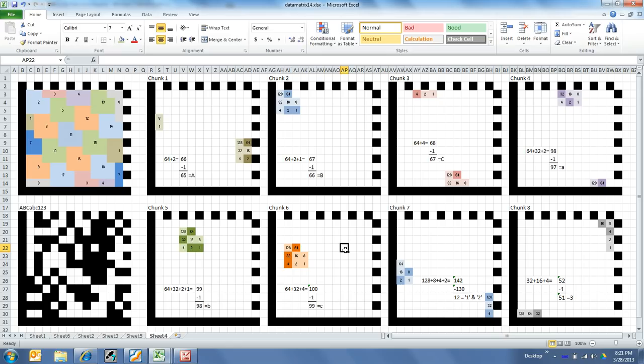Pretty cool. Now, the only exception to this rule is if this final number here comes out to be 129, that means that not all 8 chunks were used. Maybe only 7 chunks were used, and the 8th one is unnecessary. It can be a 129, which means don't worry about this chunk or any chunk beyond it.